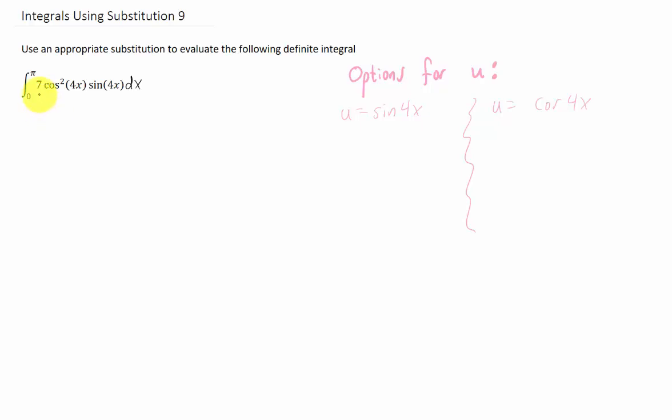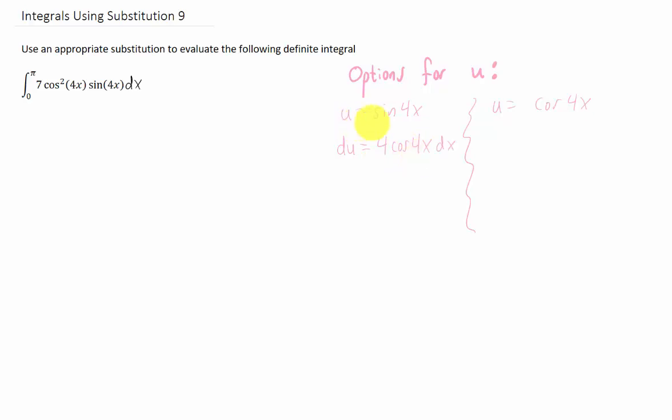Here we have the integral of 7 cosine squared times sine of 4x. Let's look at a couple of options for what we might choose for our u. If we chose sine of 4x as our u, then differentiating would give us du equals 4 cosine of 4x, that extra 4 coming from the chain rule.